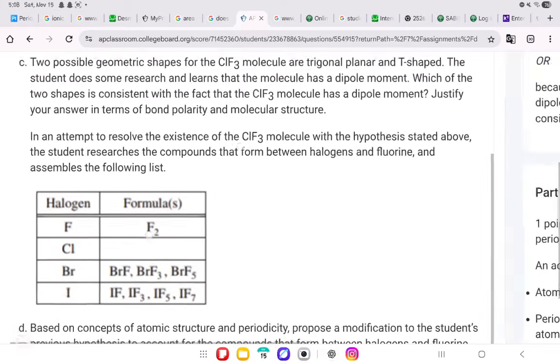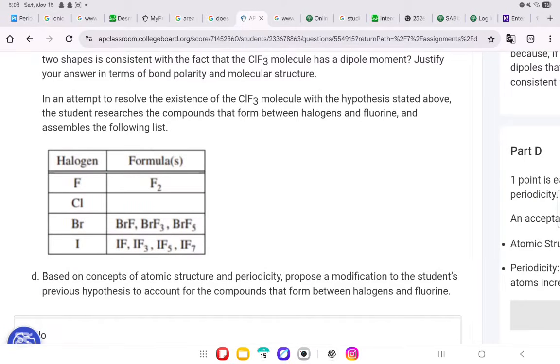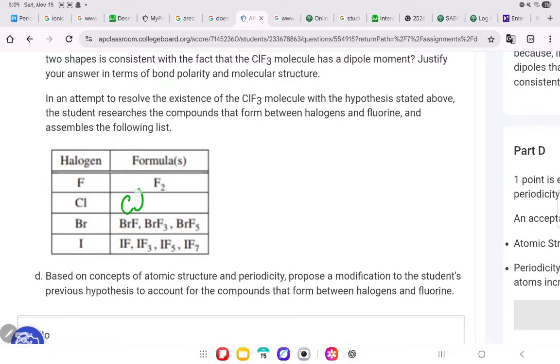Now we continue reading. In an attempt to resolve the existence of the ClF3 molecule with the hypothesis stated above, the student researches the compounds that form between halogens and fluorine and assembles the following list. In this list, the halogen F gives me F2. Cl gives me ClF and ClF3 only. Then Br gives me BrF, BrF3, and BrF5. And then I gives me IF, IF3, IF5, and IF7.